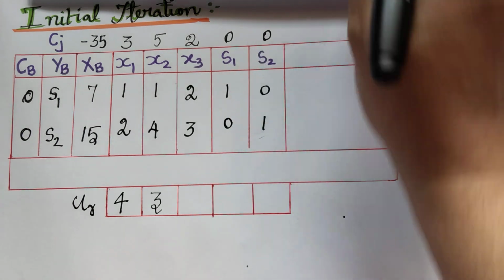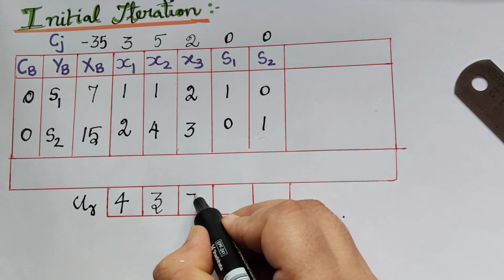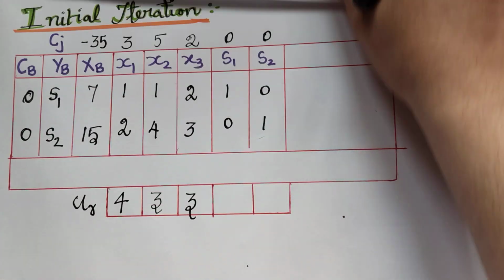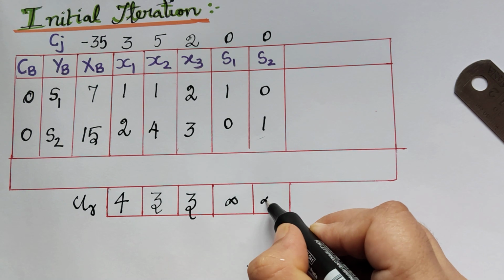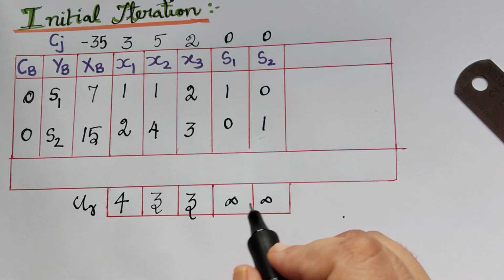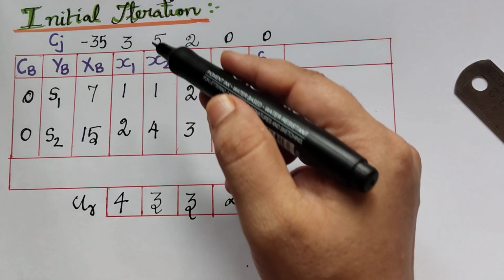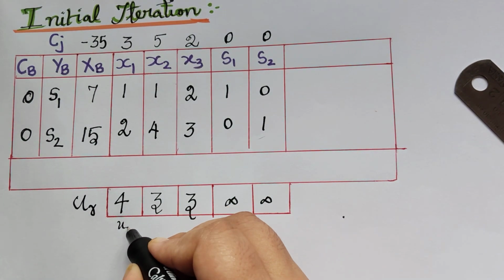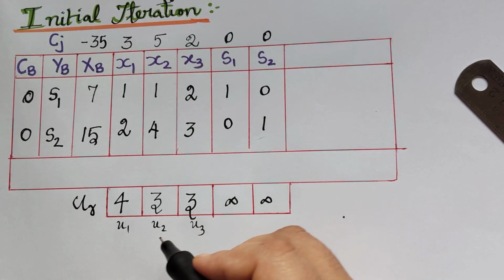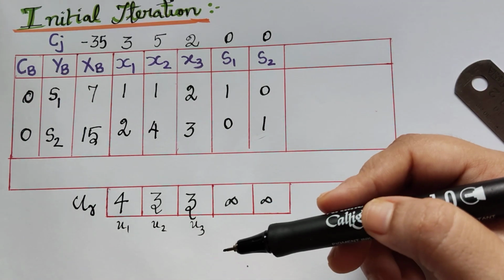The upper bound of x3 is 3, so we write that here. And for s1 and s2, the upper bounds are both infinity, so I am writing infinity over here. Since 4 corresponds to x1, we can name it u1, this is u2, and this is u3. Now we will be making use of these upper bounds while solving this problem.